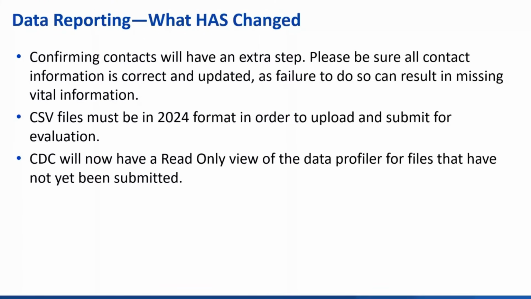So what are some things that have changed? As previously mentioned, confirming contacts every 6 months will now require an additional attestation. For each program coordinator, secondary contact if applicable, and data preparer if applicable, organizations will need to check a box next to the person's information prior to clicking confirm.